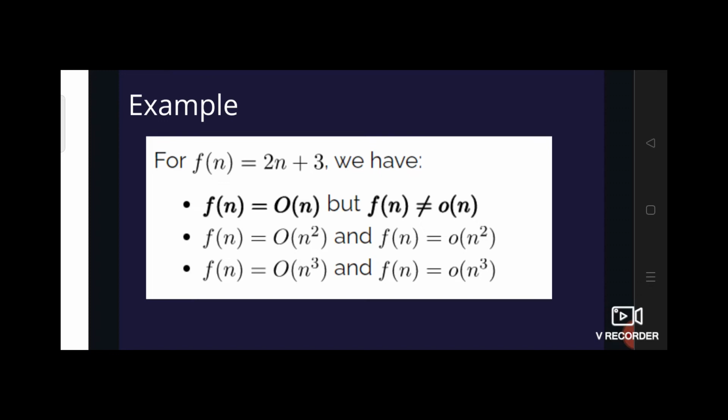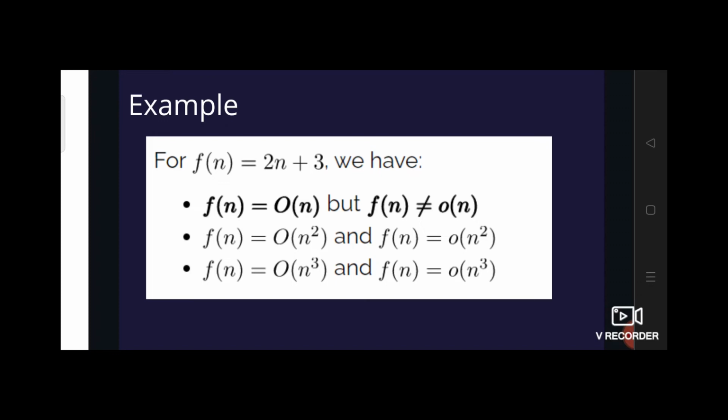Say c is equal to 4, we'll get 4n. So as we plug in the value, we see 4n becomes much greater than 2n plus 3 after an n naught. So hence 4n is an upper bound. So we can say f of n is equal to O of n.